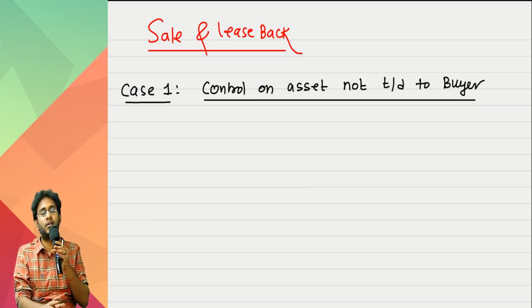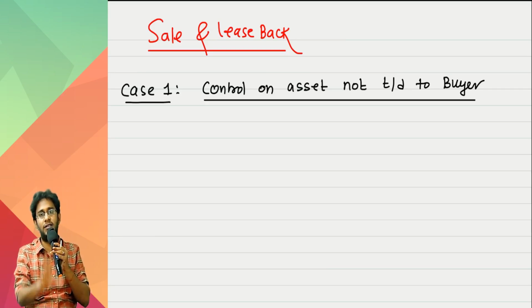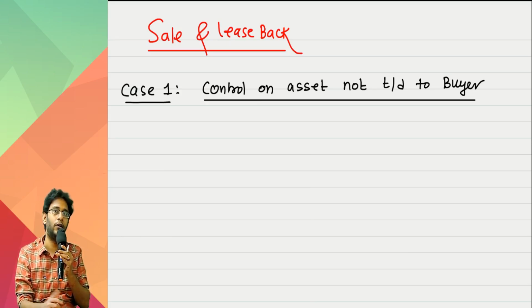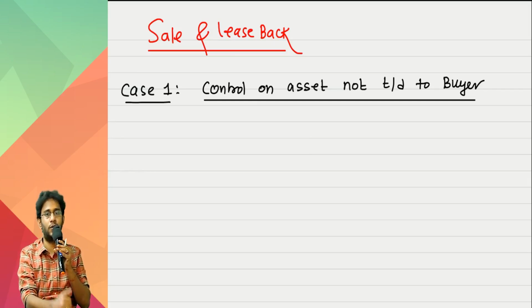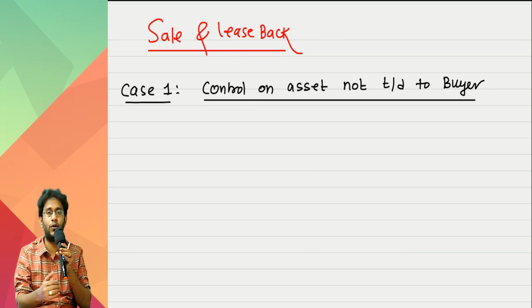Sir, whether control is transferred or not, how will we know? Go and apply the considerations of Ind AS 115. In Ind AS 115, step number 5, if you remember, recognition of revenue. Revenue recognition, when can you do it? Only when control over the goods and services is passed on to the customer. Control can be passed in 2 ways, either over a period of time or at a point in time. Since I am talking about sale of an asset now, it should be at a point in time. So go and check whether control is transferred to the buyer or not.